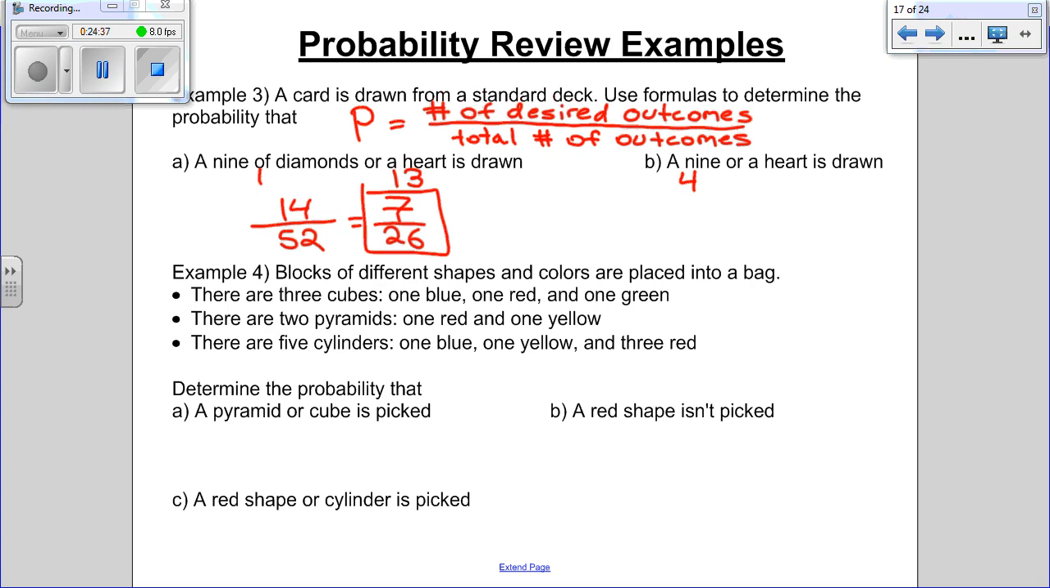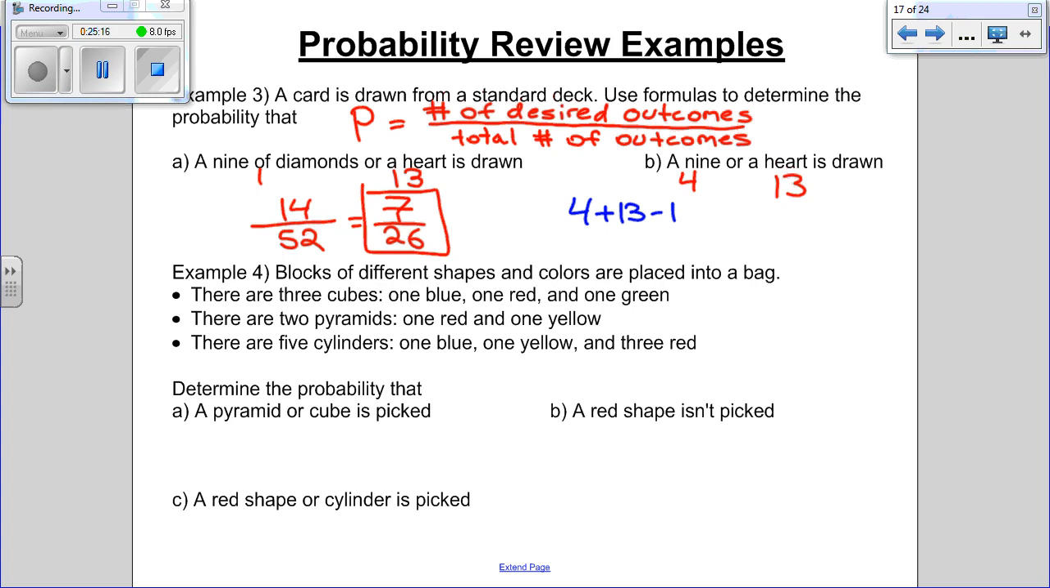Hopefully you got that part now. The problem is, what are the hearts? There's 2, 3, 4, 5, 6, 7, 8, 9. We've already counted that 9 in this set of 4. So you need to go 4 plus 13 minus 1, because you don't want to double count. If you just said there's 12 other hearts, that would also work. Or if you said there's 3 9s that aren't hearts, plus the 13 hearts, that would also work.